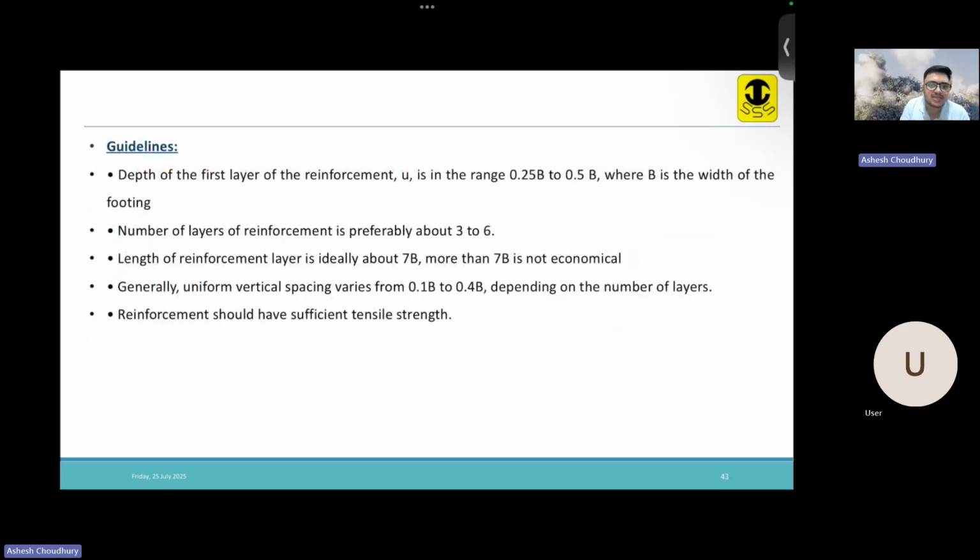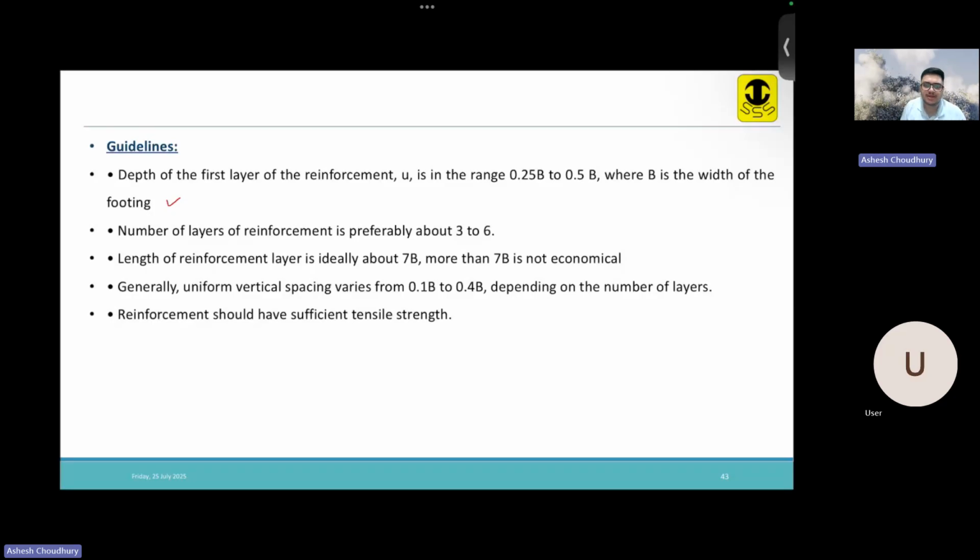Now the depth of the first layer of the reinforcement is U, and U is generally in the range of 0.25B to 0.5B, where B is the width of the footing. These are some general guidelines. The number of layers of reinforcement is preferably 3 to 6. Remember this. So first to remember, U should be in the range of 0.25B to 0.5B. Number of layers of reinforcement is preferably between 3 to 6.